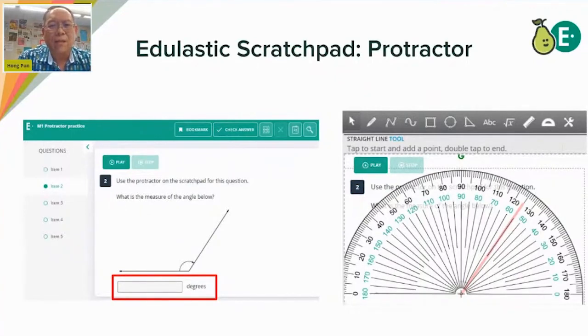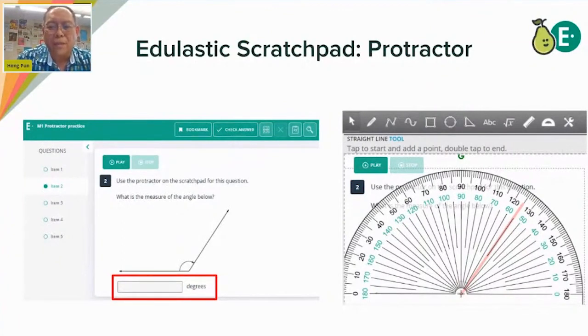Here on the left is an angle, and in Edulastic, you can click on the scratchpad. It has a protractor tool which you can adjust and move around. You can put it at the vertex there, and I was able to teach the students how to use a protractor without them actually handling it. So, that's how I ended here.